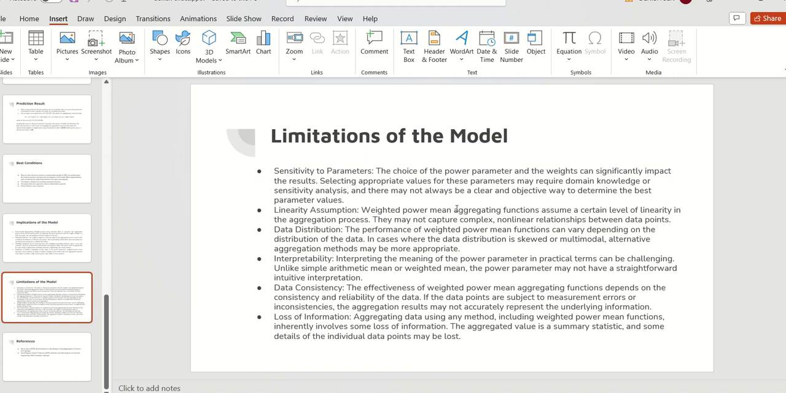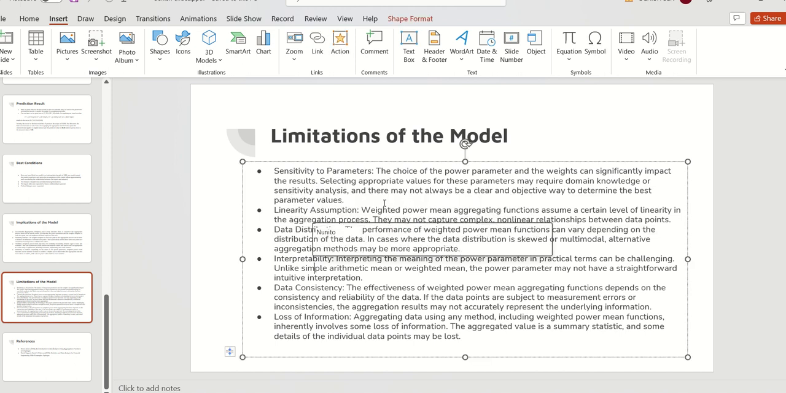Linearity assumption: weighted power mean aggregating functions assume a certain level of linearity in the aggregation process. This may not capture complex or non-linear relationships. Another limitation of the model is data distribution, where the performance of the weighted power mean functions can vary depending on the distribution of the data. In cases where the data distribution is skewed or multimodal, alternative aggregation models may be more appropriate.